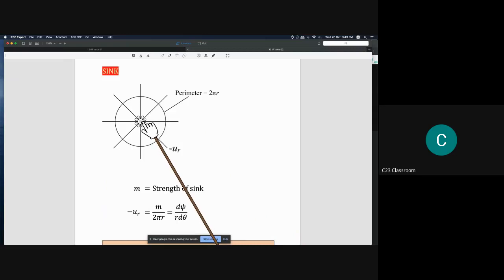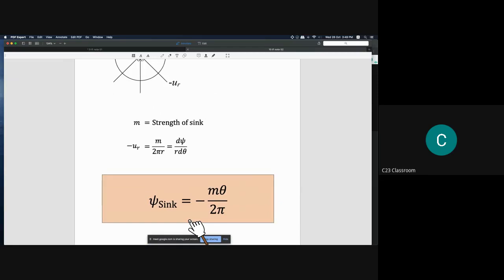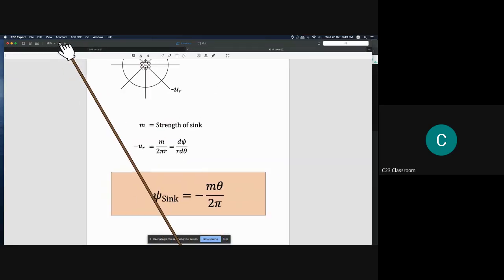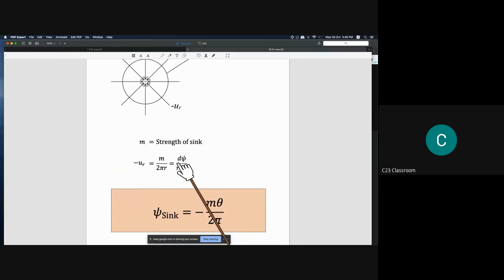And again, the force of suction here will reflect the strength of the sink: how strong is the hole to suck that water. So we assume that the m here is the strength of the sink, and then we could calculate negative u_r equal m over 2 pi r, which is equal to d psi over r d theta. And finally, we could solve this one. We use the same idea: you just bring everything, r d theta, to the left, and then you integrate all of them.